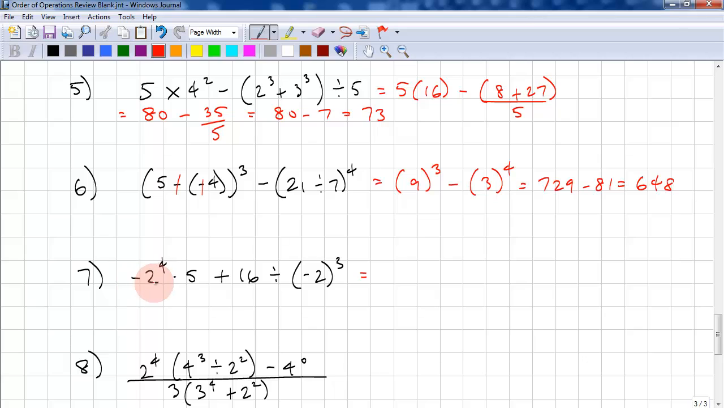Here we have minus. This is not part of the base. This is strictly 2 to the power of 4, so we have minus 16 times 5 plus 16. This time the negative sign is in here. This is cubed, so there's 3 negative signs. So we're dividing by minus 8. Again, 16 times 5 is 80, so this is minus 80. And we bring the minus sign out front. 16 divided by 8 is 2, so we have 2. And our answer is minus 82.